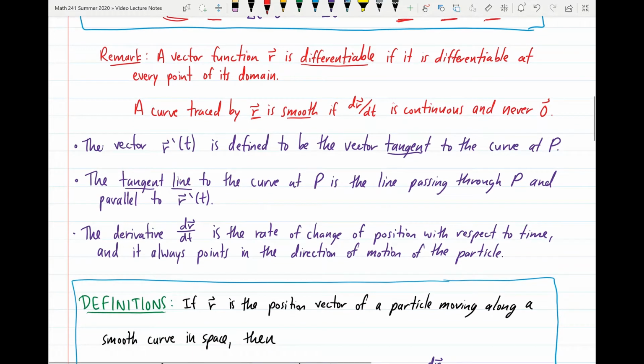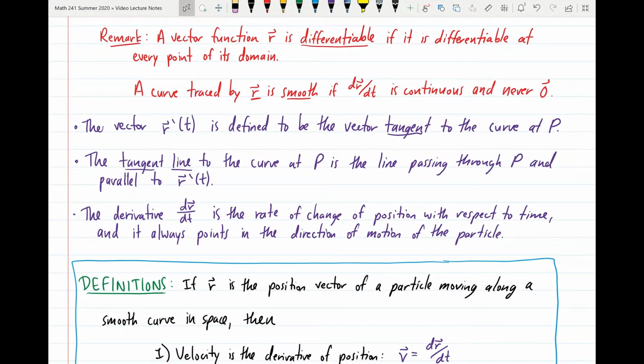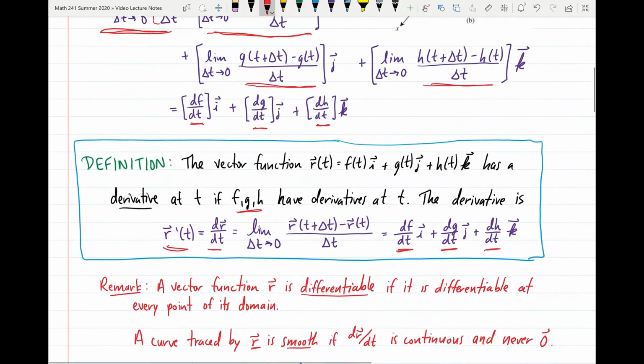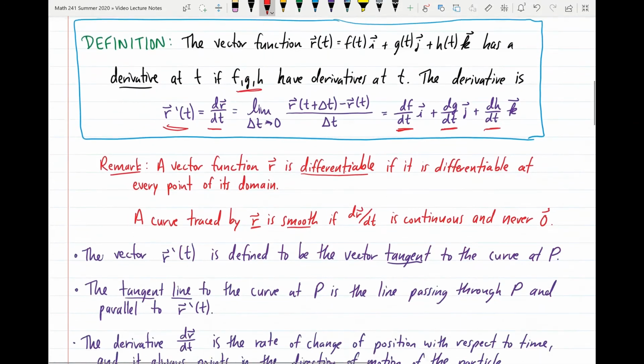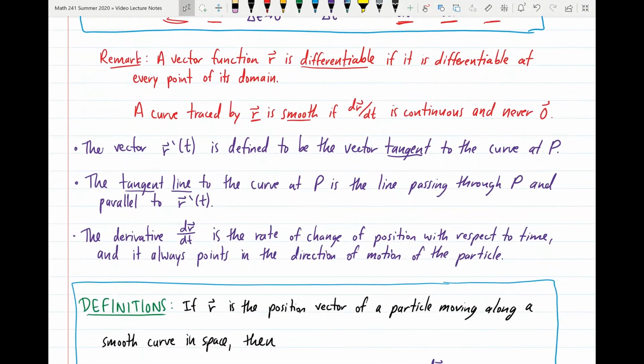Okay, let's see what else we have here. If you go back up to our second diagram, the vector r prime of t is going to be tangent to the point P in our diagram. So that's going to be called the tangent vector to the curve at P. And the tangent line to the curve at P is going to be the line that passes through P and is parallel to our tangent vector, r prime of t.